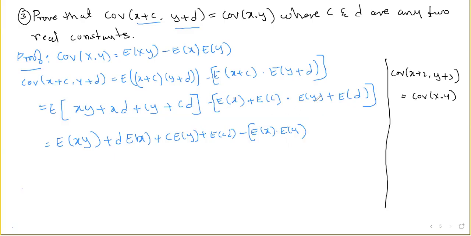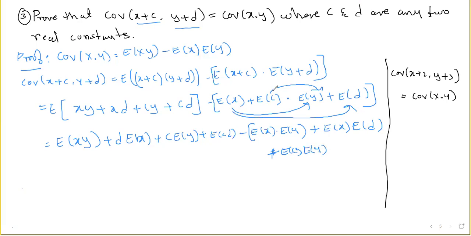Next, we have this one completed, this one plus expected value of x into expected value of d. First we took this, next we took this. Now this one plus expected value of c into expected value of y, into this plus expected value of c, expected value of d. So here this minus is completed.